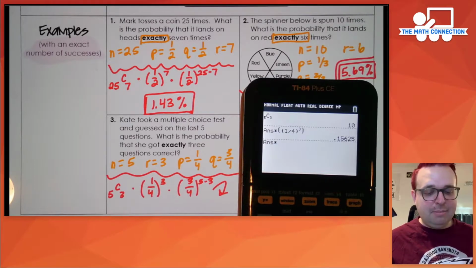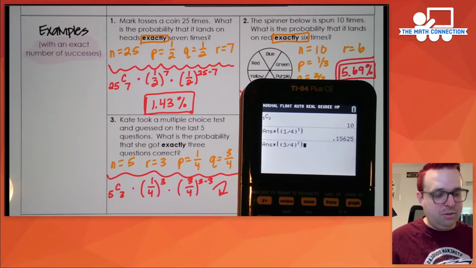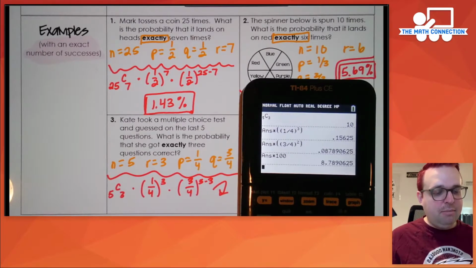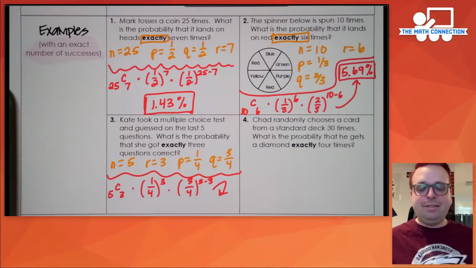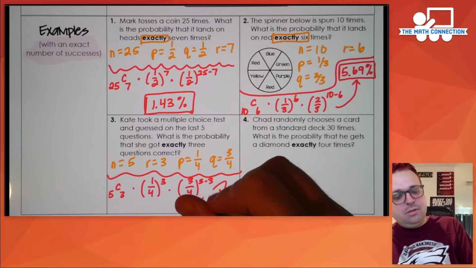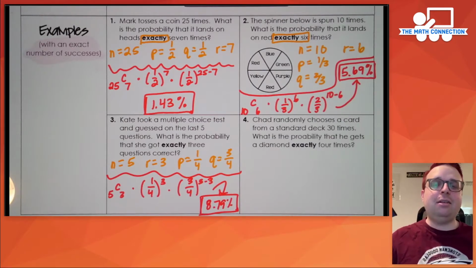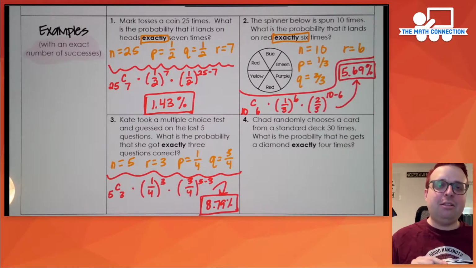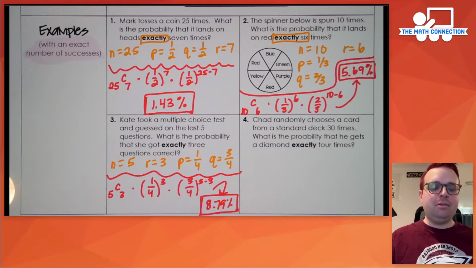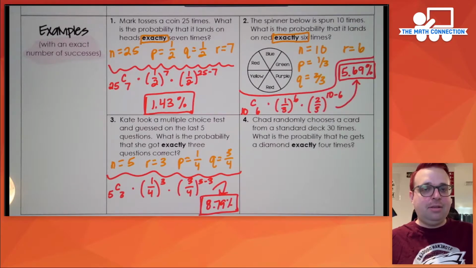Okay, and then that is going to be multiplied by our failure part, which is 3 out of 4 to the power of N minus R, which is going to give me a 2. And there you have it. Multiply that by 100. There's an 8.79% chance that when Kate guesses on these questions, she's going to get exactly 3 of them correct out of the 5 she guessed on. Okay, last example for the exact successes, and then I'm going to set you loose to do some.